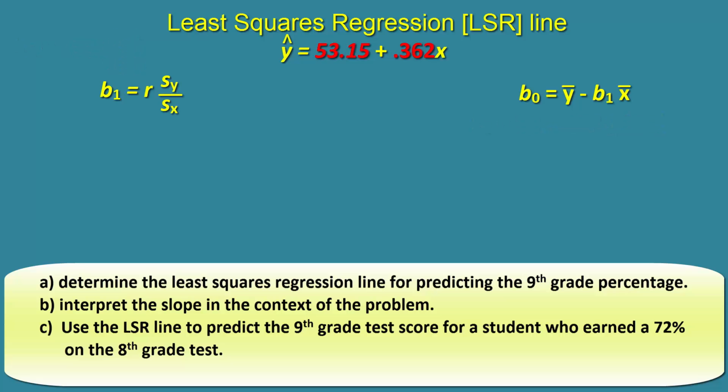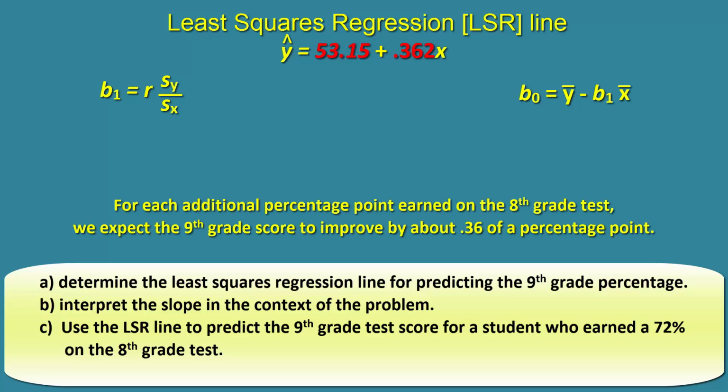We interpret the slope by stating in the context of the problem how y values are expected to change for each additional 1 unit change in x. Therefore, we should get used to starting with the 1 unit change in x like this. For each additional percentage point earned on the 8th grade test, we expect the 9th grade score to improve by about 0.36 of a percentage point.